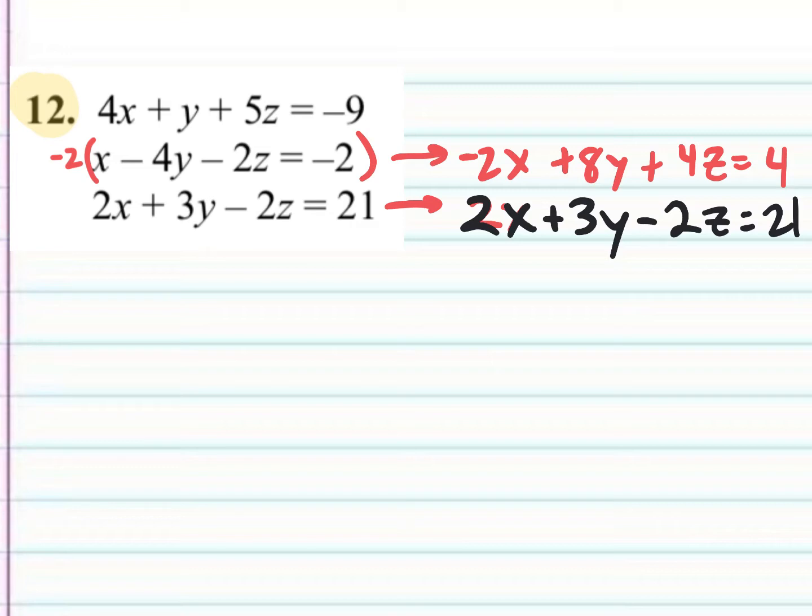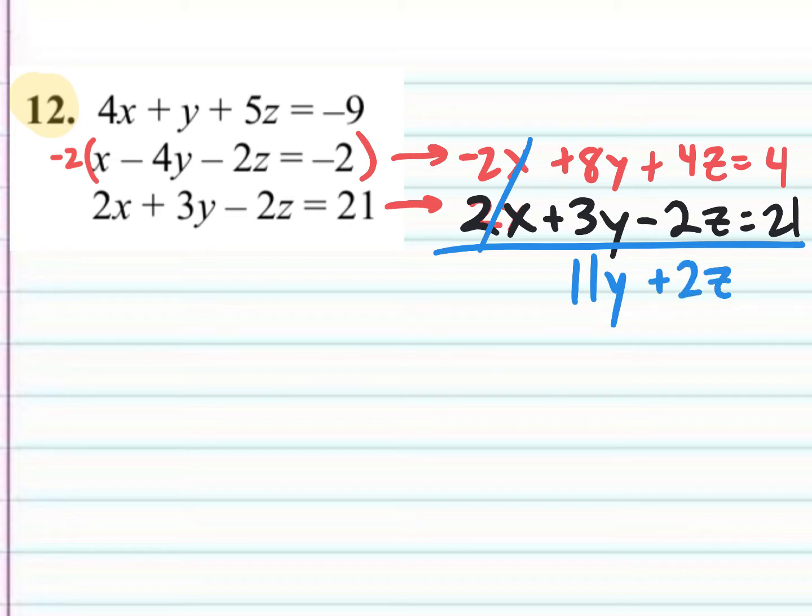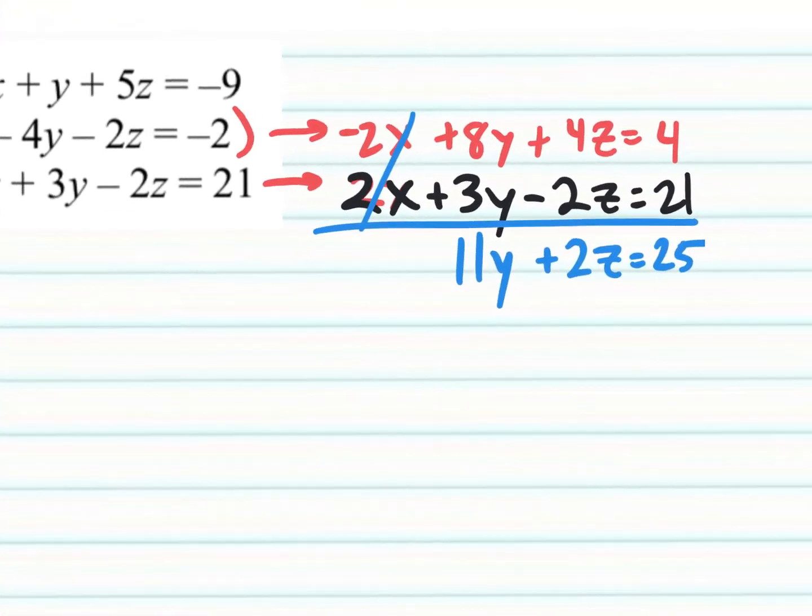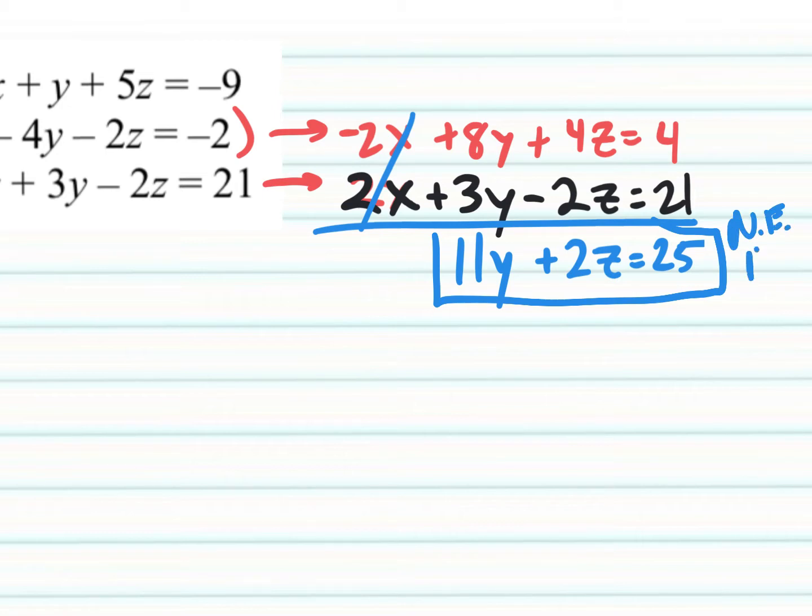You guys with me so far? Yes. Okay. So we're going to combine the lines. The x's eliminate. 8 plus 3 is 11. We're talking about y's. 4 minus 2 is positive 2. We're talking about z's. And 4 plus 21 is 25. So, ladies and gentlemen, this is what we call new equation number 1. I usually box it in. I recommend you guys do the same.